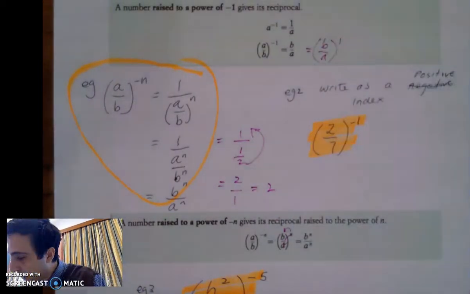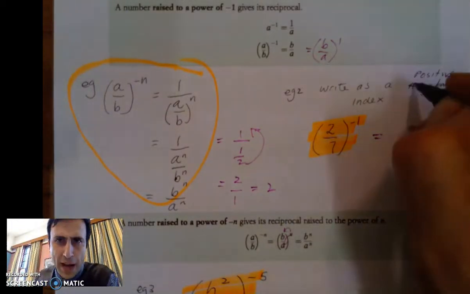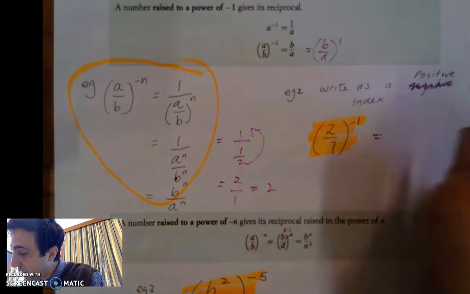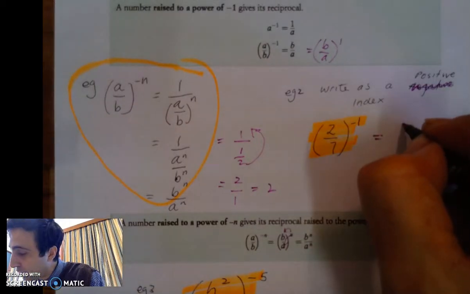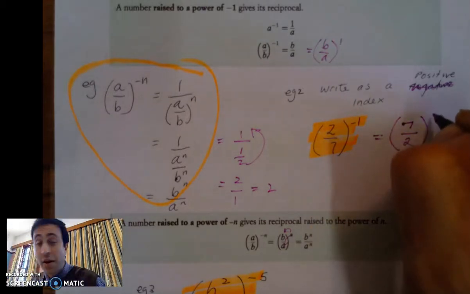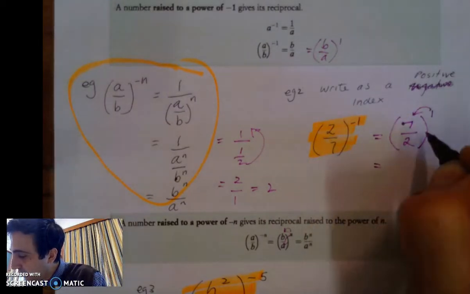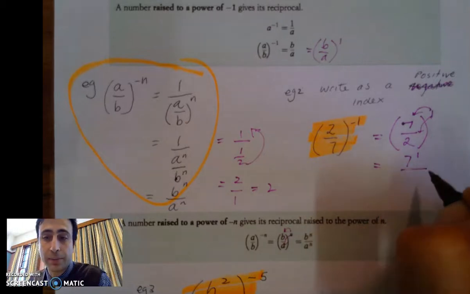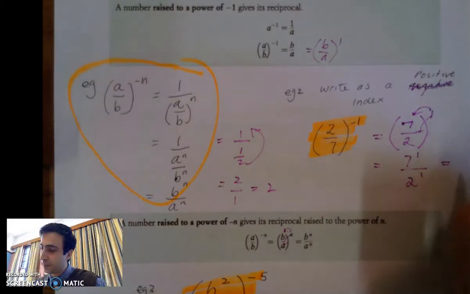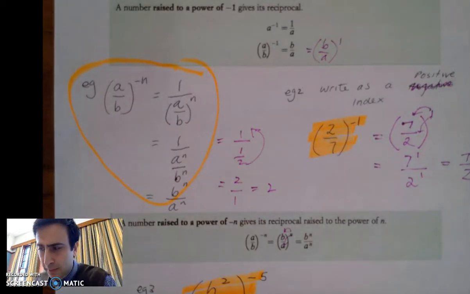And so in this case here, how do we turn this into a positive index? Beg your pardon, that shouldn't be there, but I can't find my whiteout. So that's just the same as saying, we get the fraction, we flip it, 7 over 2, in brackets, to the power of 1. And so now that's the same as saying 7 to the power of 1 over 2 to the power of 1, which is just the same as saying 7 over 2. Easy peasy lemon squeezy.